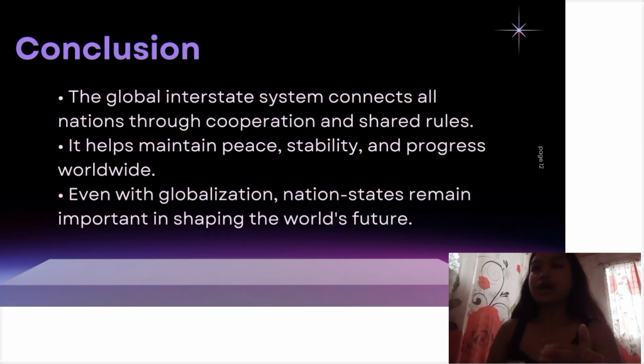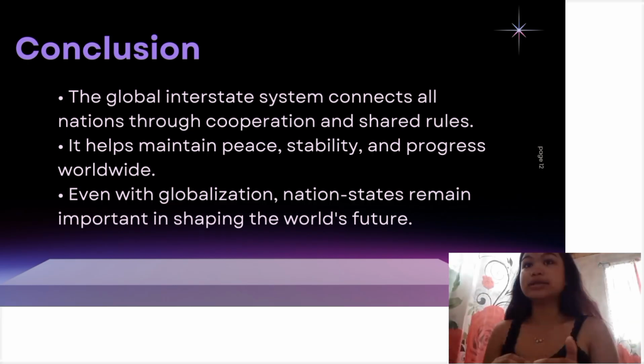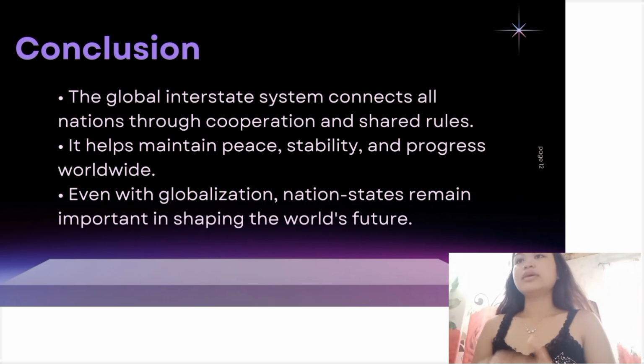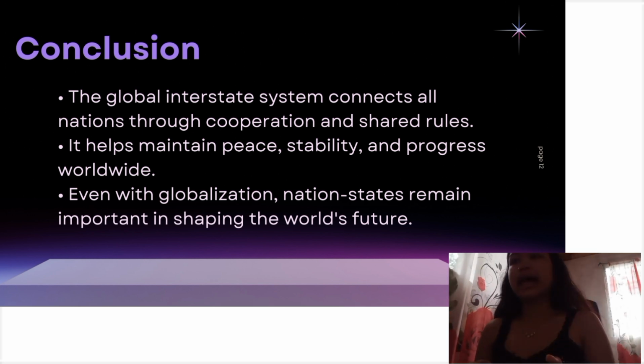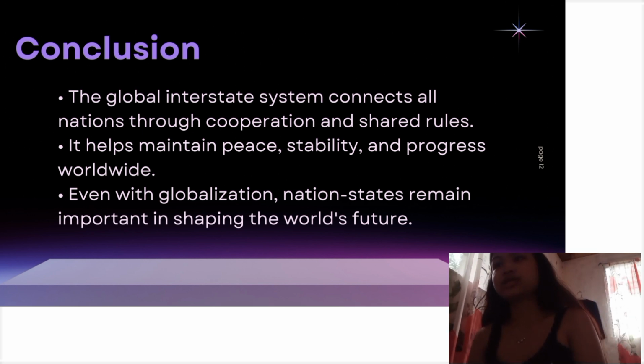Second bullet: they share power with regional and global institutions. Nation states today do not act alone. They share decision-making power with international organizations.